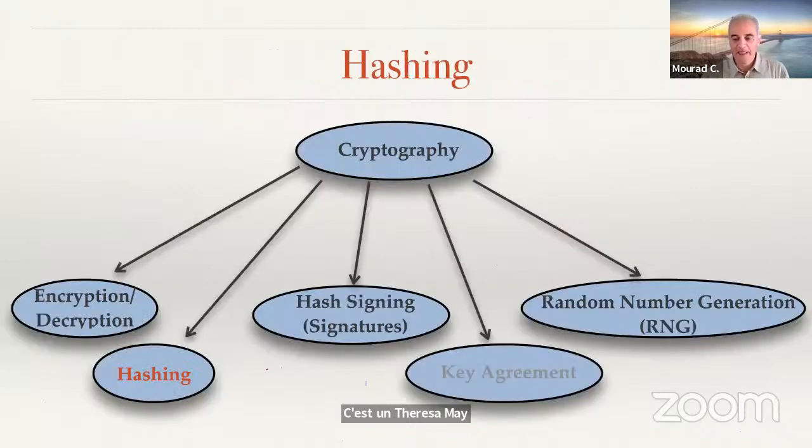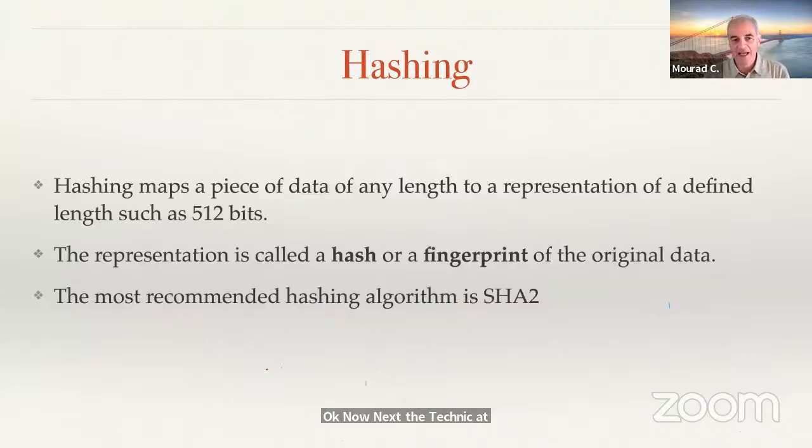Okay, now the next technique, a cryptographic technique, is called hashing. So what is hashing? Hashing is a technique that maps a piece of data of any length to a fixed-length representation, for example 512 bits. That representation is called the hash or fingerprint. And the most popular algorithm for hashing is called SHA-2.